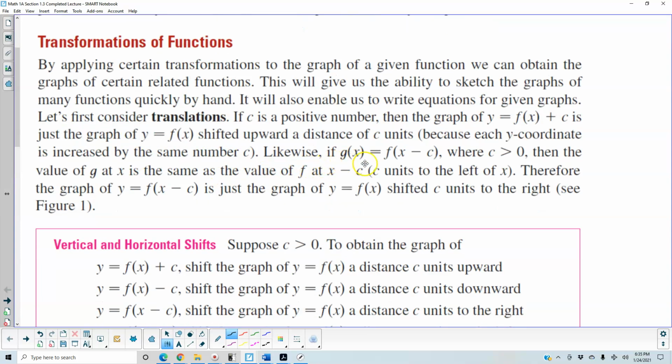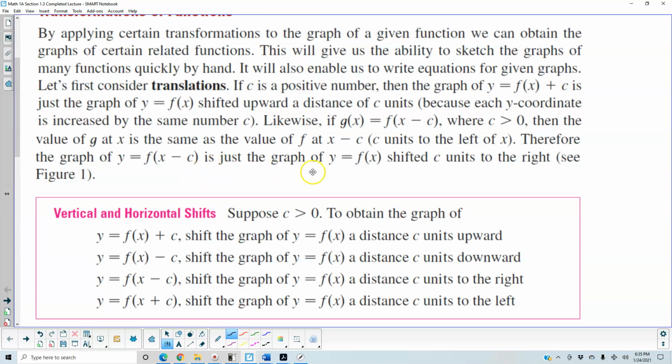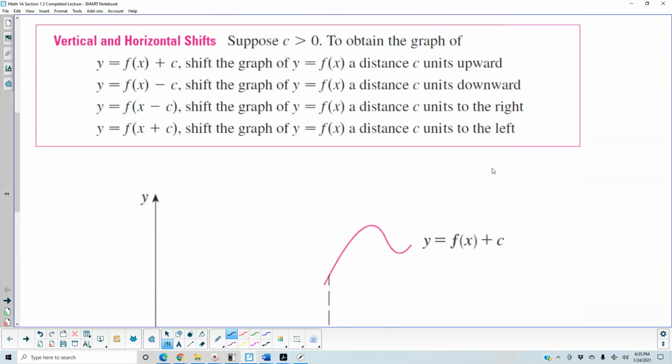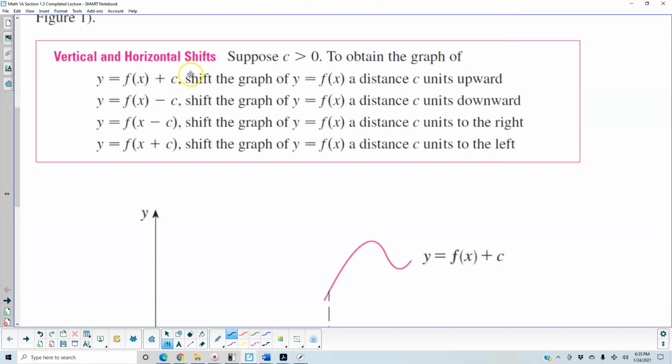Likewise, if g of x is equal to f of x minus c, where c is greater than 0, then the value of g at x is the same as the value of f at x minus c, which is c units to the left of x. Therefore, the graph of y equals f of x minus c is just the graph of y equals f of x shifted c units to the right. We can see this in figure 1 here. So, here are the vertical and horizontal shifts.